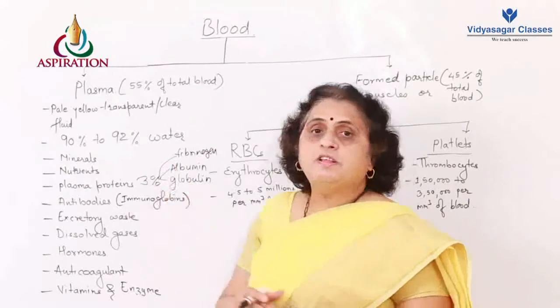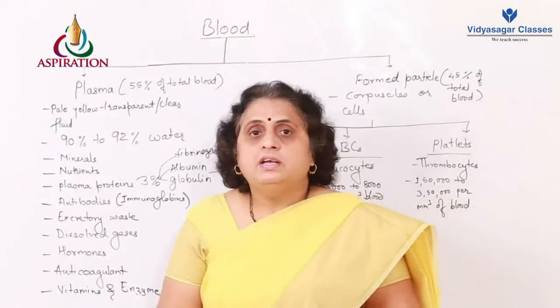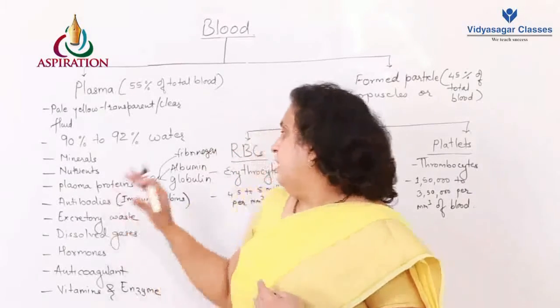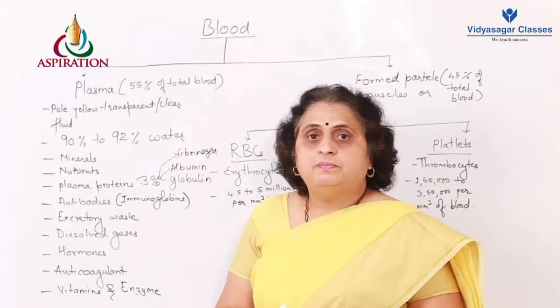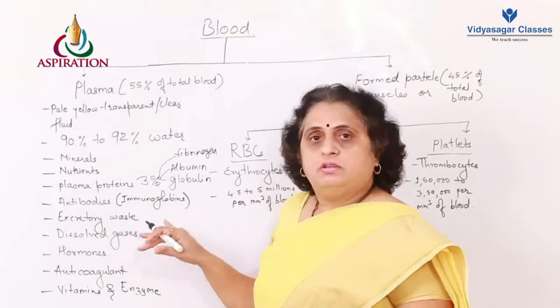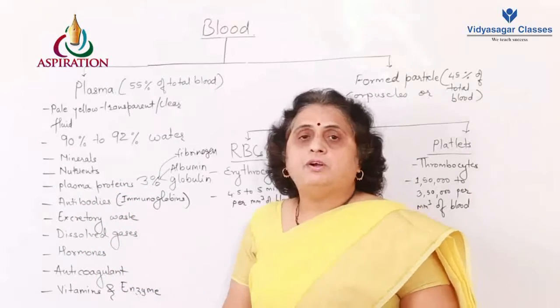They are basically responsible for the viscosity of the blood. They also act as acid-base buffers in the blood. So they are quite important. Along with them, we have the immunoglobulins, again a protein part of the plasma.